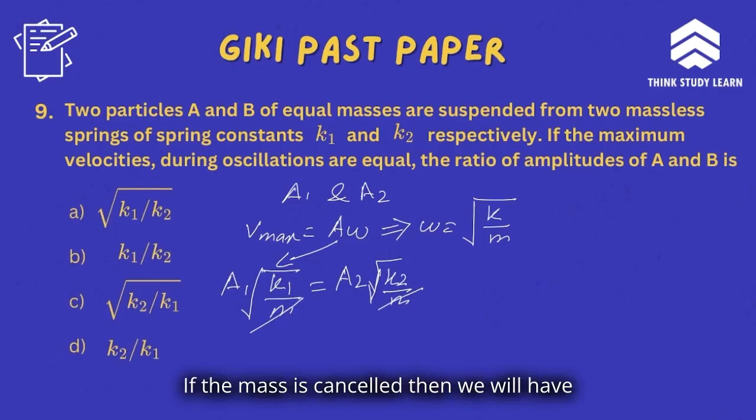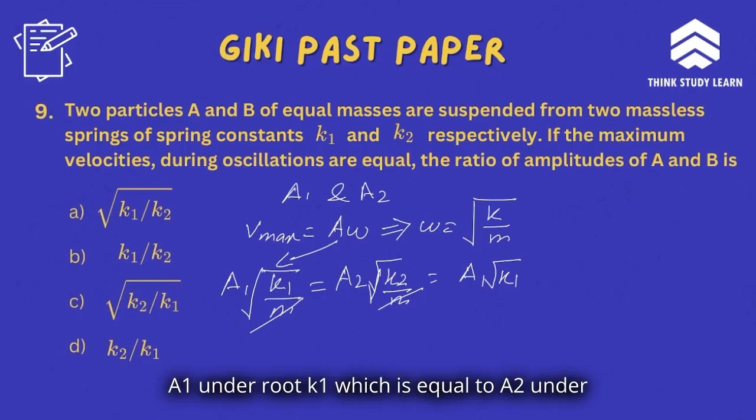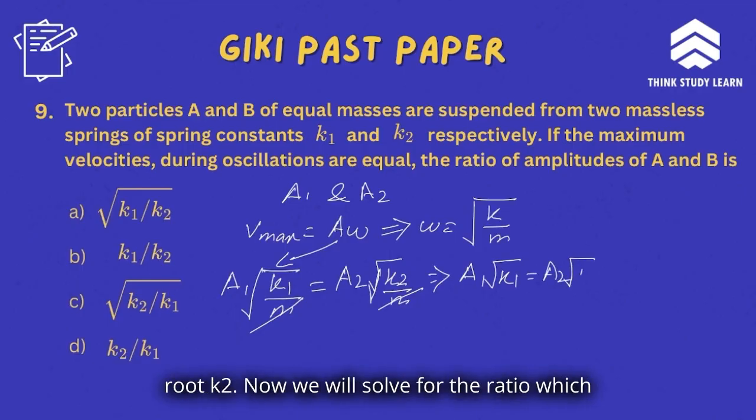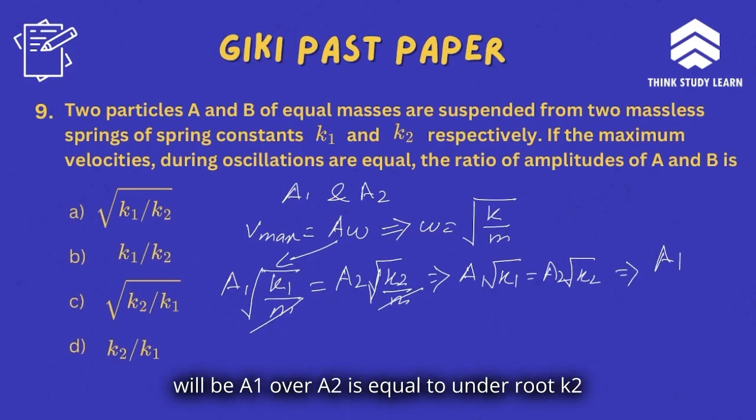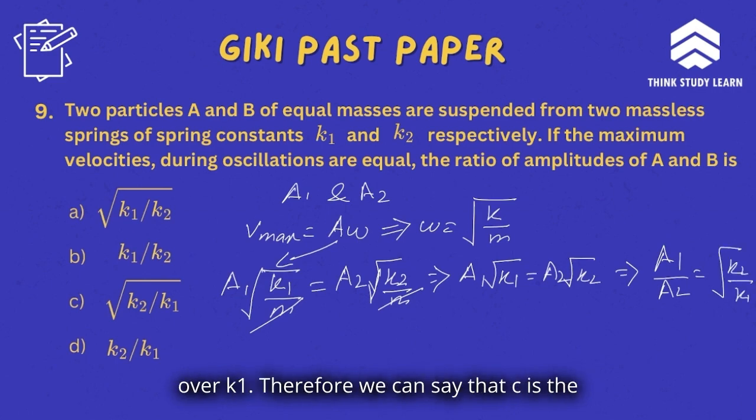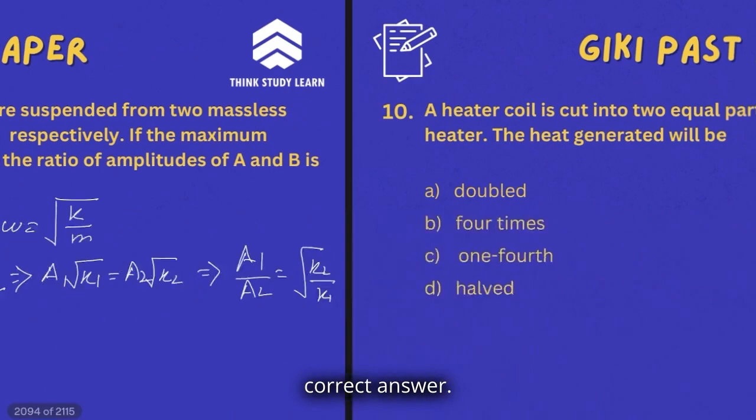If the mass is cancelled, then we will have A1 under root k1, which is equal to A2 under root k2. Now we will solve for the ratio, which will be A1 over A2 is equal to under root K2 over K1. Therefore, we can say that C is the correct answer.